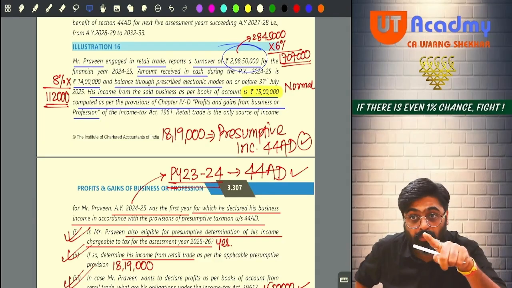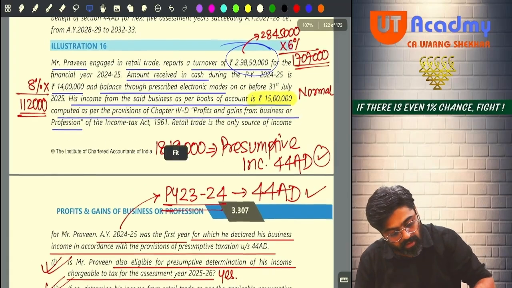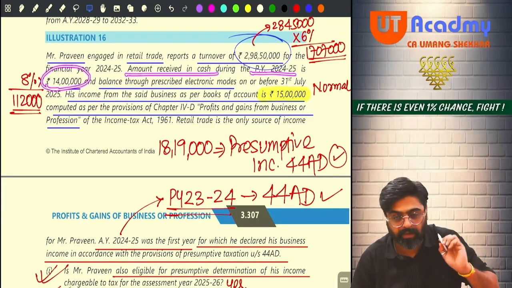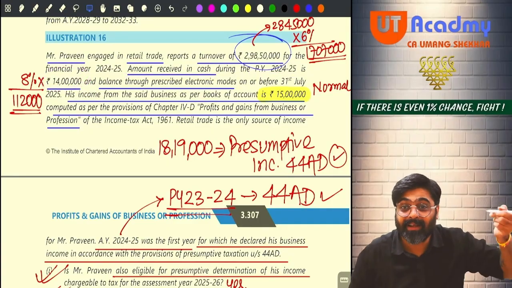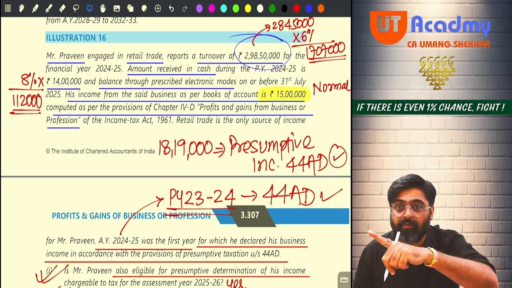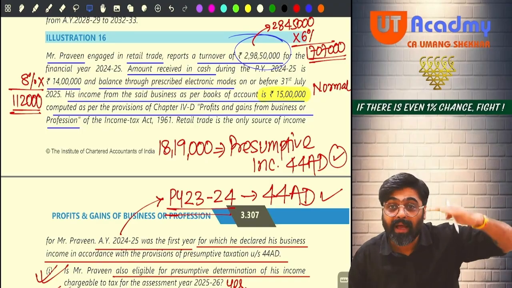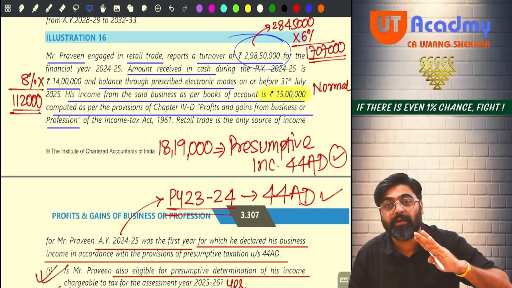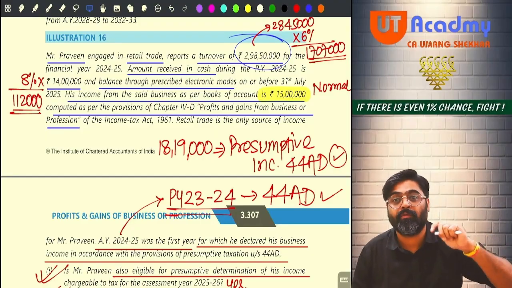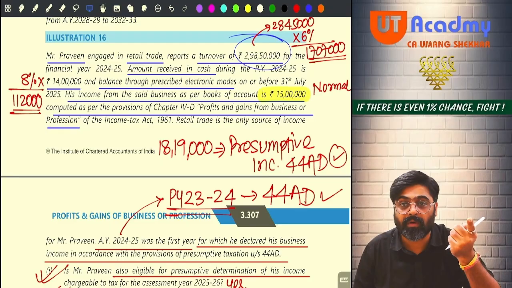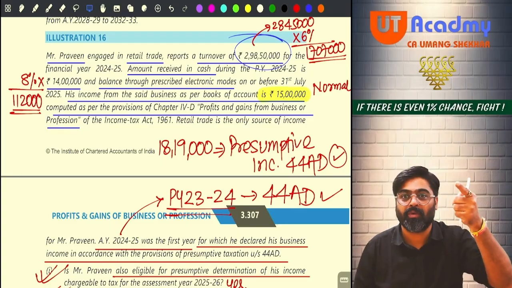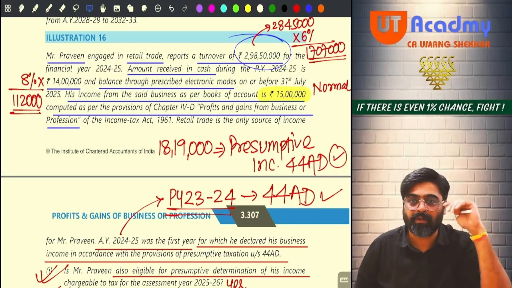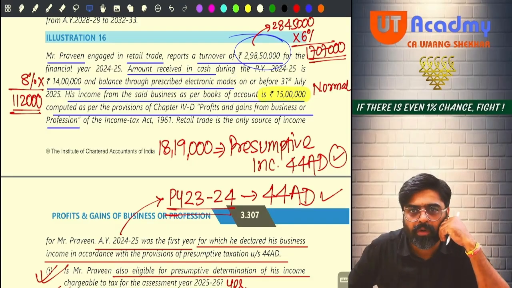Yes or no? Now what they are saying, see, amount received in cash during this year is only 14 lakhs. Meaning that less than 14 lakh 92,500 you are receiving. Meaning your cash receipts out of the turnover is less than 5%. So you are eligible for 44AD even if your turnover exceeds 2 crore. But it does not exceed 3 crore. Yes or no? So now whatever turnover is there, 8% of that we are supposed to show.